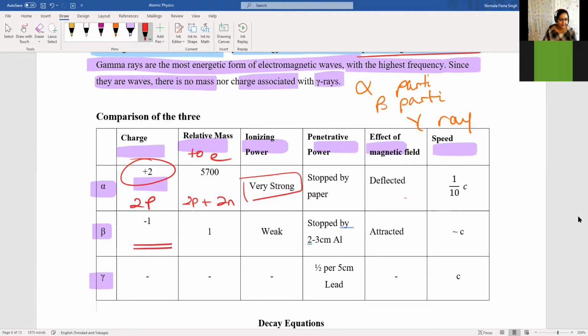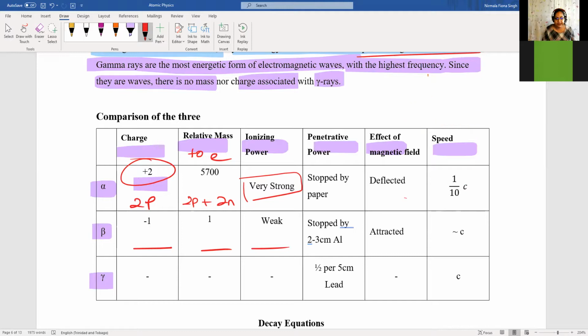Next one, beta particles. Beta particles have a charge of -1. It has the mass of an electron, so it has a relative mass of 1 to an electron. It has a weak ionizing power, because electrons don't ionize as strongly as positive charges, because everything has electrons on the outside of it. So it's not going to really disrupt. Suppose you have an atom here with electrons on the outside.